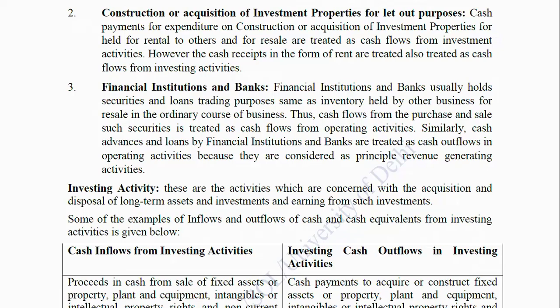Financial institutions and banks usually hold securities and loans for trading purposes, same as inventory held by other businesses for resale in the ordinary course of business. Thus, cash flows from purchase and sale of such securities are treated as cash flows from operating activities. Similarly, cash advances and loans by financial institutions and banks are treated as cash outflows in operating activities because they are considered as principal revenue generating activities.